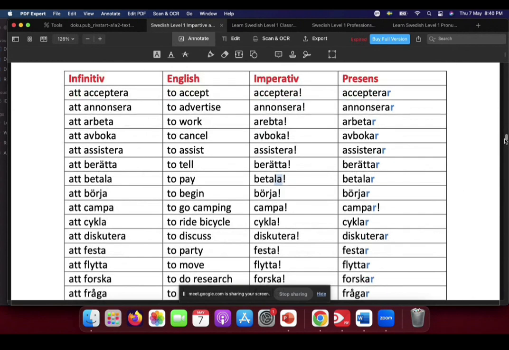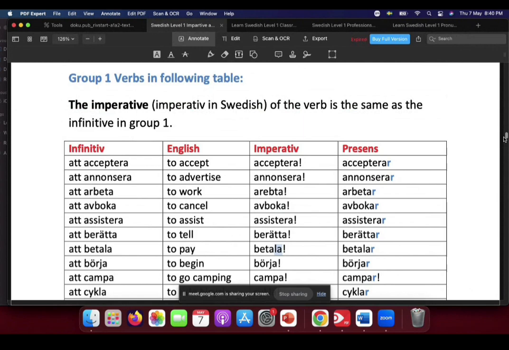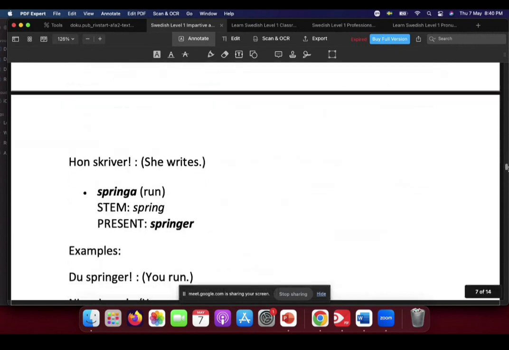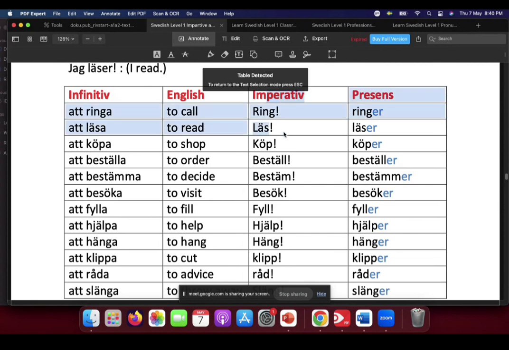So what is the difference between group one and group two? They don't have the same imperative forms. Here, the imperative form is equal to the infinitive form, and in group two, the imperative form is not equal to the infinitive form. That's how you can make the difference. You need to learn the imperative form, or you need to learn the present form directly.